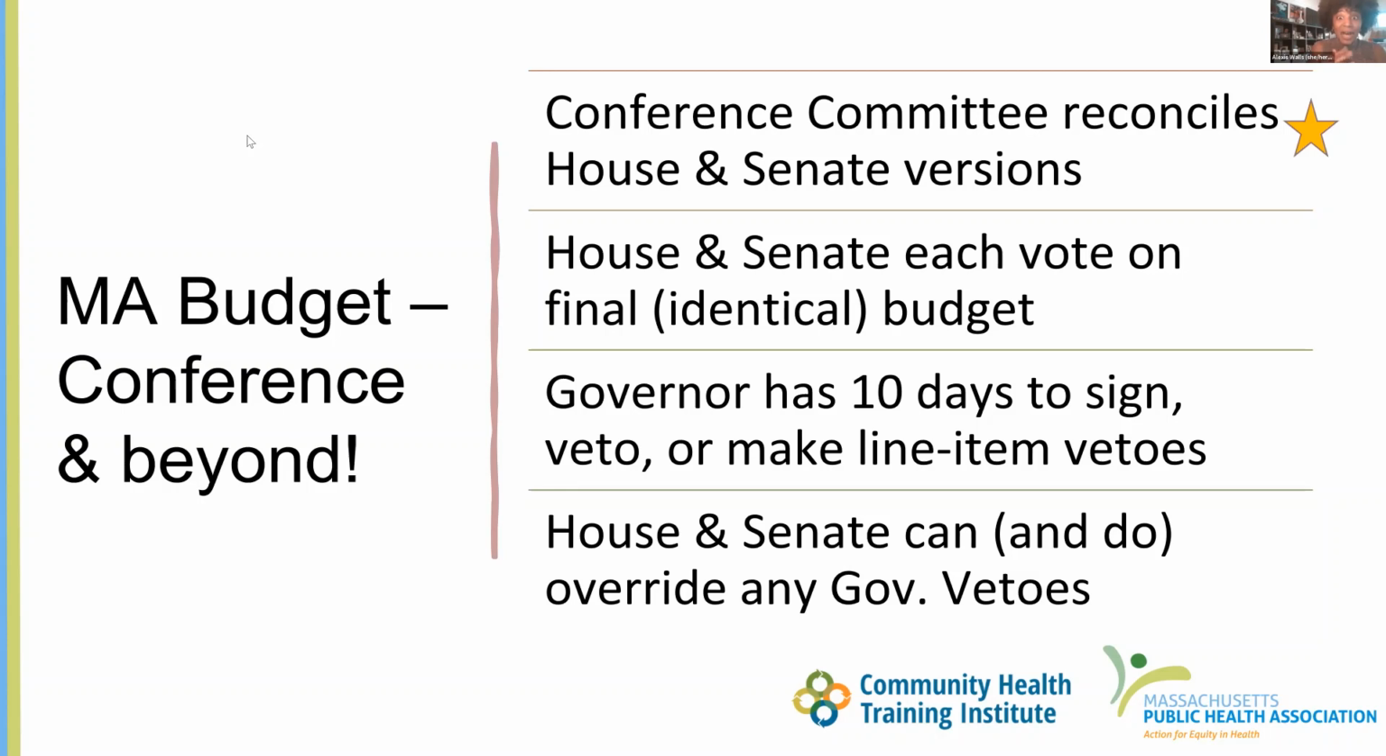And ideally, a lot of the work has gone into the previous processes with the House and Senate, where maybe you don't even have to reconcile because you have what you want in the House and Senate budget. So the final budget is going to reflect what you want because you got what you wanted in the House and the Senate.